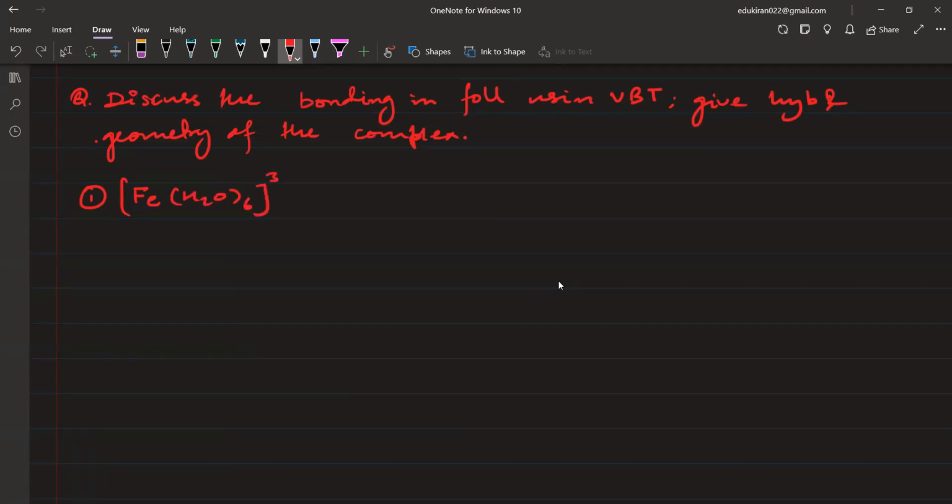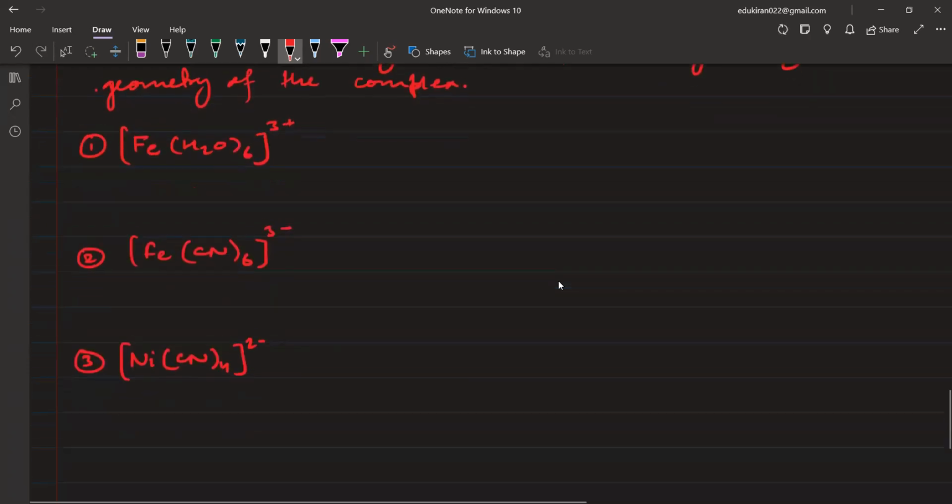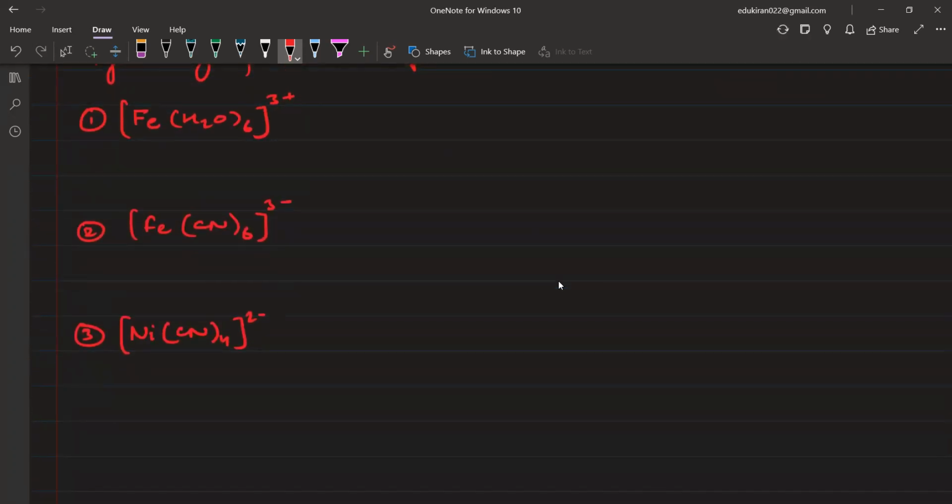H2O whole 6 3 plus, that is [Fe(H2O)6]3+. Okay, second is [Fe(CN)6]3 negative. Then [Ni(CN)4]2 negative. Then [NiCl4]2 negative.